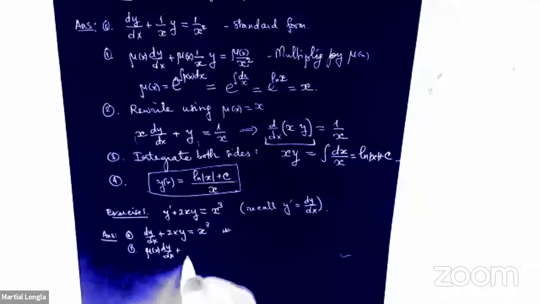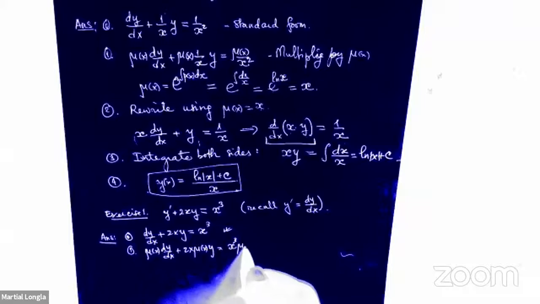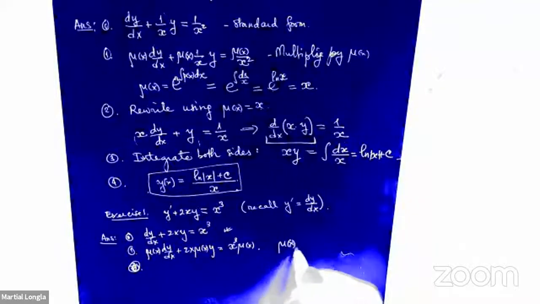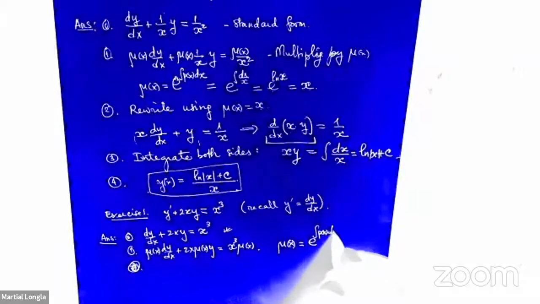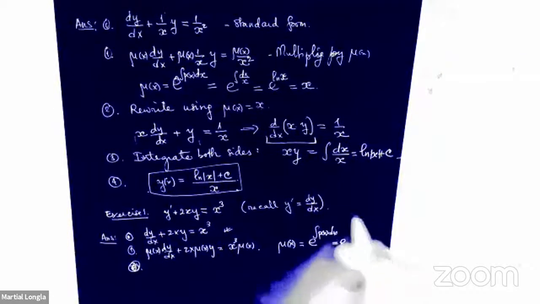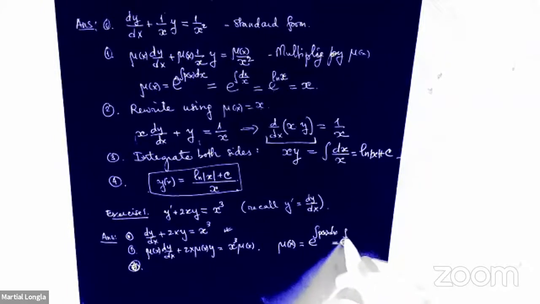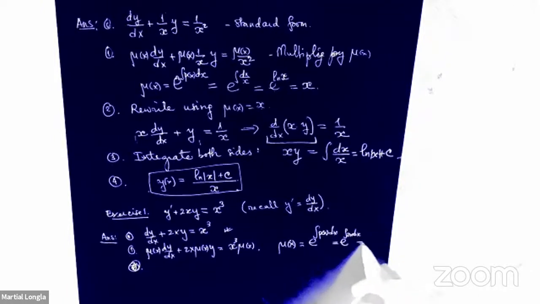So you multiply everything by mu of x, and then you set mu of x equal to e to the integral of p of x dx, which I got to be e to the x squared. And mu of x right here equals e to the integral of p of x dx. And that's e to the integral of 2x dx. And that is e to the x squared.